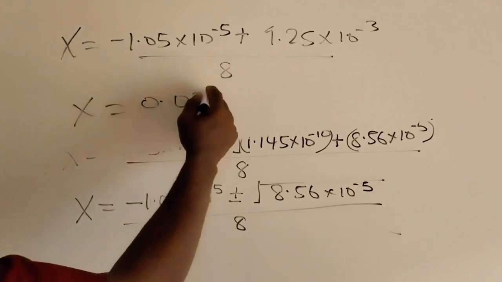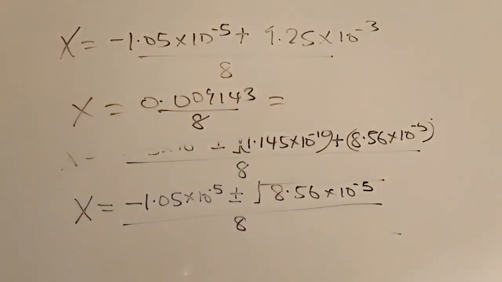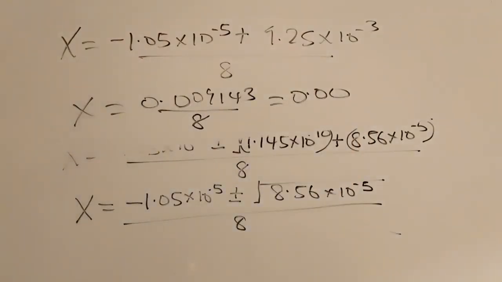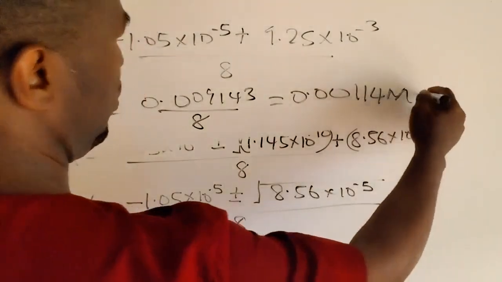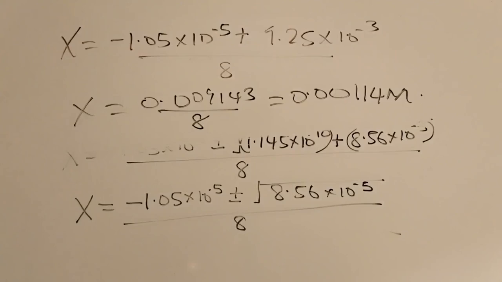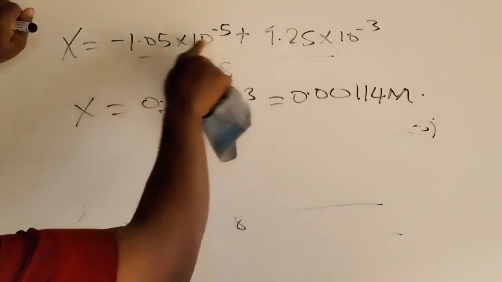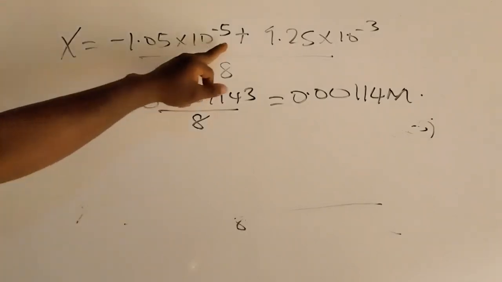0.00914 over 8. The value of S becomes equivalent to 0.00114 mole per dm cube. So that is the value of S, which we are looking for. So I did not perform the minus because S should not be negative, so I use the addition.